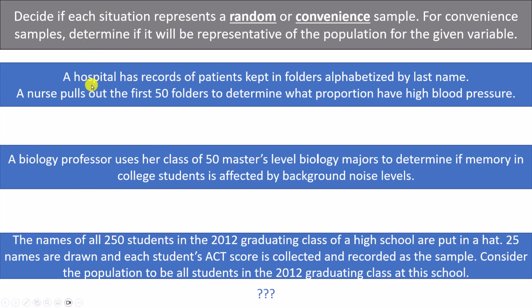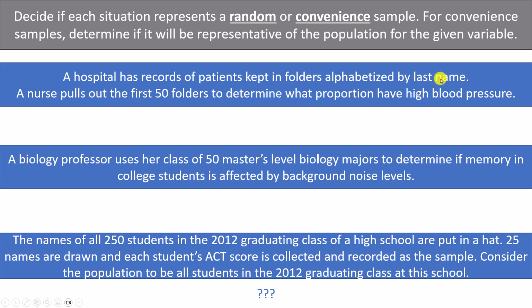So the first one says, a hospital has records of patients kept in folders alphabetized by last name. A nurse pulls out the first 50 folders to determine what proportion have high blood pressure. So first of all, we do not have a random sample. We don't have an equal chance to choose any of the patients at the hospital, since we're choosing the first 50 in the folder, and the folder is alphabetized by last name. So it's going to be some sort of convenience sample.